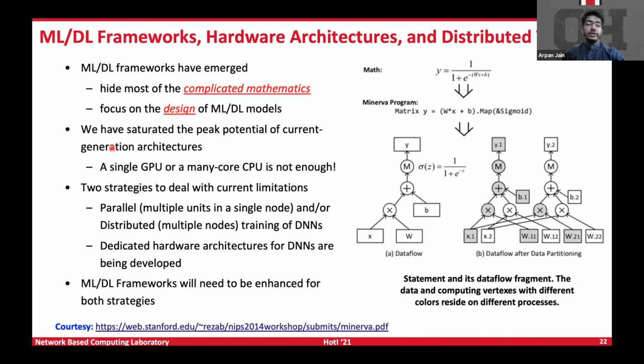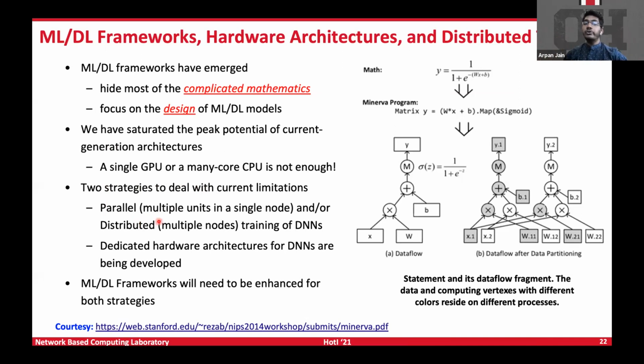Broadly, there are two strategies to deal with the current limitation. The first one is parallel or distributed training. If you cannot train it on one GPU or CPU, you can train it on multiple GPUs. We have thousands of these processing elements available. So if we can somehow train the model on all the GPUs, then we can reduce the training time.